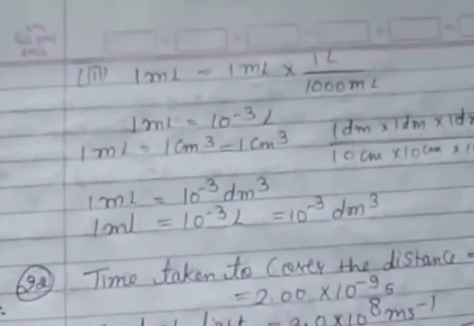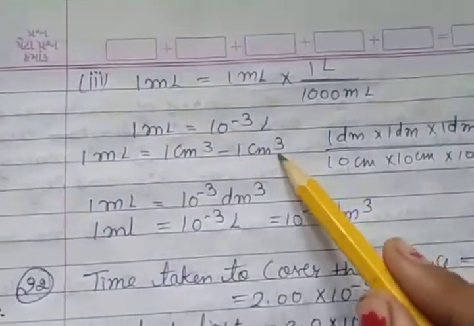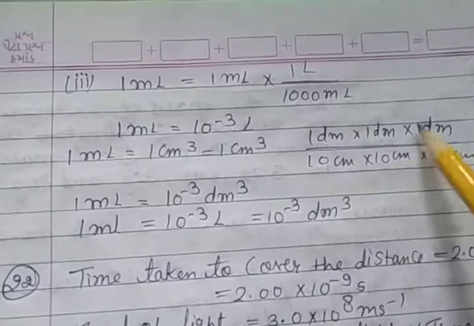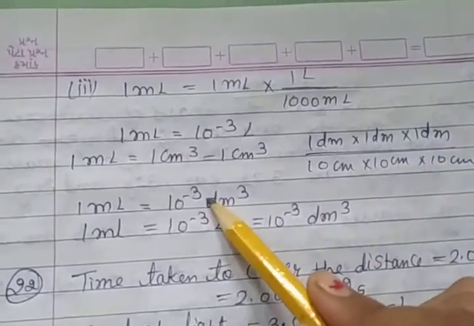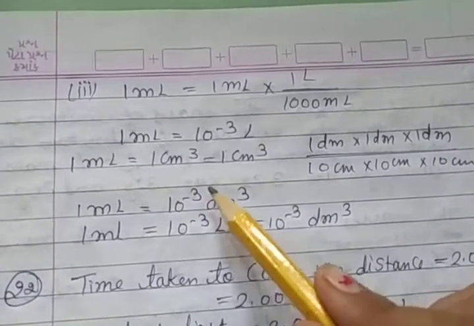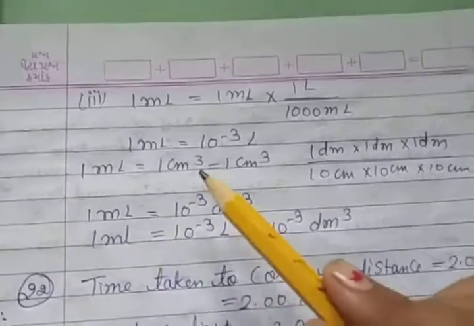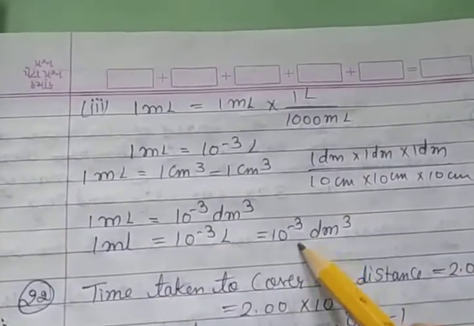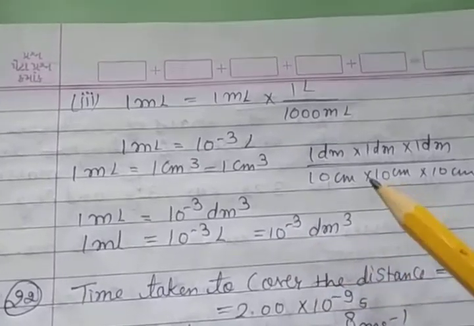So 1 milliliter, first convert into the centimeter cube. So 1 centimeter cube means 1 by 10, 1 by 10, 1 by 10, that means 10 raised to power minus 3 decimeter cube. Okay. And 1 milliliter is equal to 10 raised to power minus 3 liter. So 10 raised to power minus 3 decimeter cube.